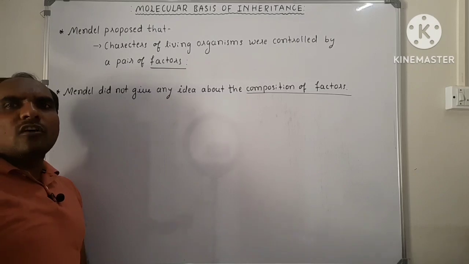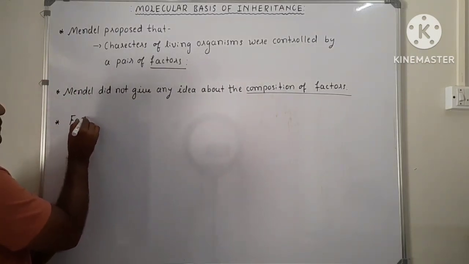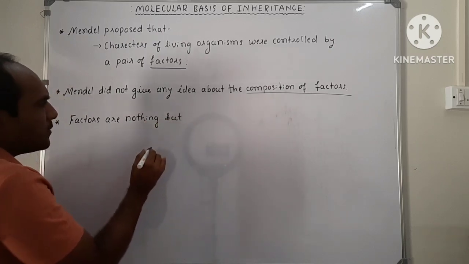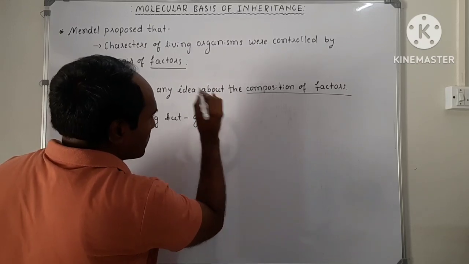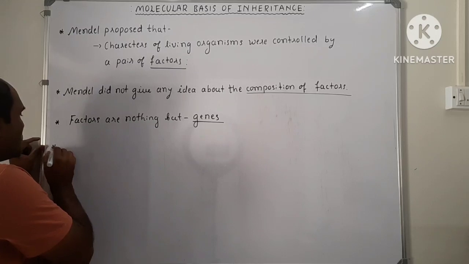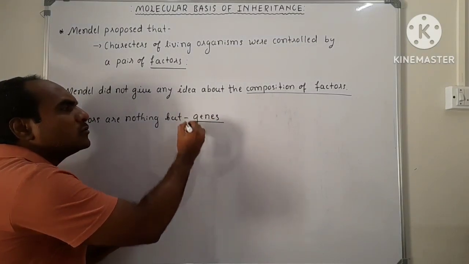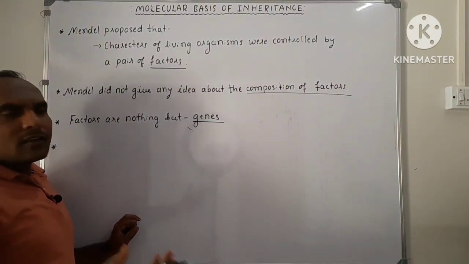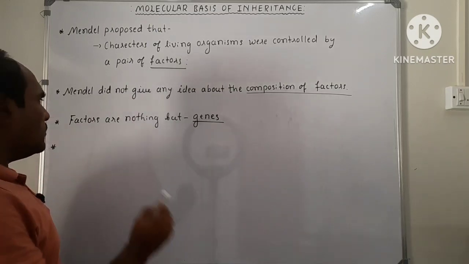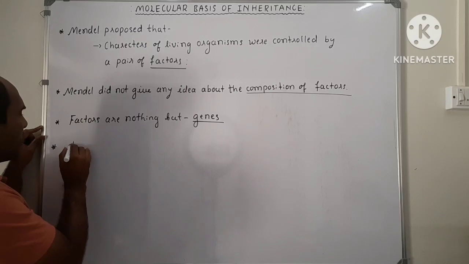That's why many biochemists started work on the composition of factors. And one more thing you must remember, my dear students, factors are nothing but genes. Factors are known as genes. Now, our concept is, in molecular biology, we are going to study the composition of genes, the composition of factors, what components are present inside the genes. That we are going to study in this unit. Now let us study the composition of genes. See here, a biochemist, his name is Friedrich Miescher.